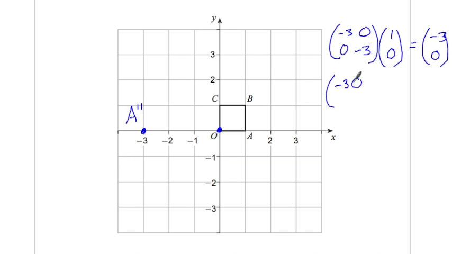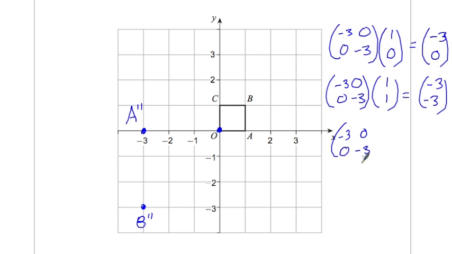So let's write it there and label it A''. And then I'm going to do the same thing for B and C. B is the point 1, 1. -3 times 1 is -3, 0 times 1 is 0, so that goes to -3. 0 times 1 is nothing, -3 times 1 is -3. So B has gone to -3, -3. There it is. And finally C, -3, 0, 0, -3, and we're multiplying that by 0, 1 this time. -3 times 0 is nothing, 0 times 1 is nothing. 0 times 0 is nothing, -3 times 1 is -3. So that's gone to 0, -3. Then we can draw it on our diagram.